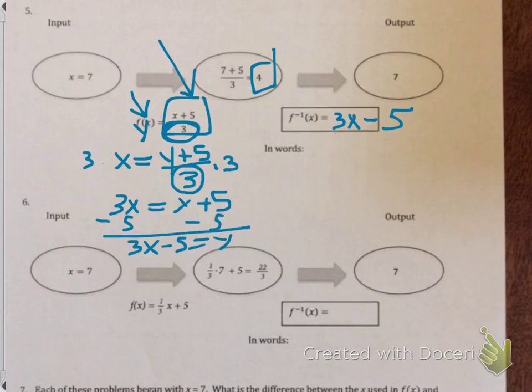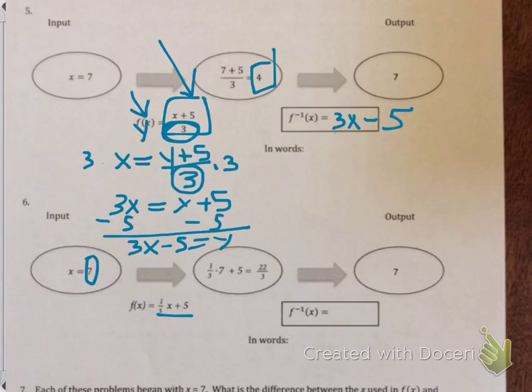All right, so again, you could do the algebraic method that I just showed you, where you interchange the x and y to solve these, or you can just look at the pattern and see what happens. You start with 7 and you put it through 1/3 x plus 5. So you get to 22 thirds. How do you get from 22 thirds back to 7 is the big question.